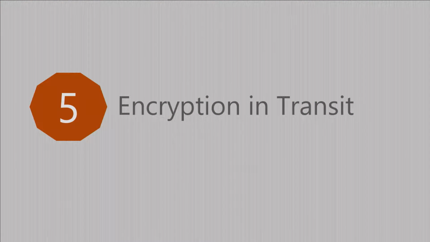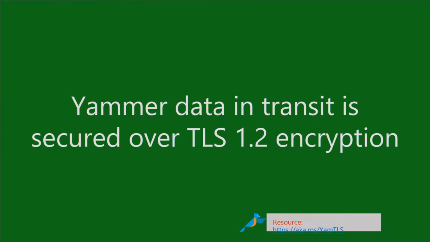Number 5. Encryption in transit. Last year, Yammer had TLS 1.0 encryption in transit. And that brought our SSL Labs score to A- or something like that. This year, Yammer has upgraded its ciphers, and all traffic, whether it's over the web, API, web part, mobile, whatever it may be, all of it flows over TLS 1.2 encryption.